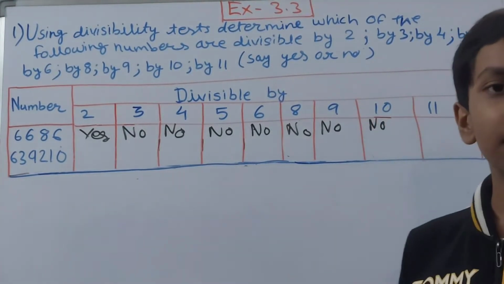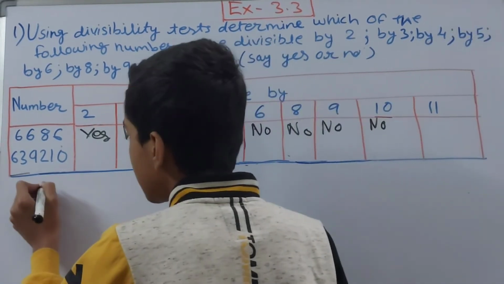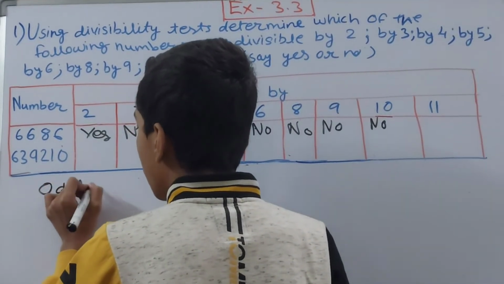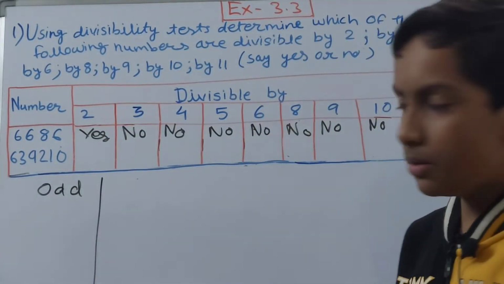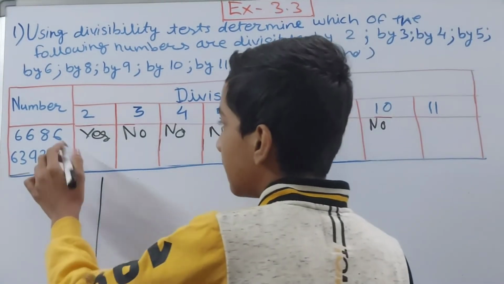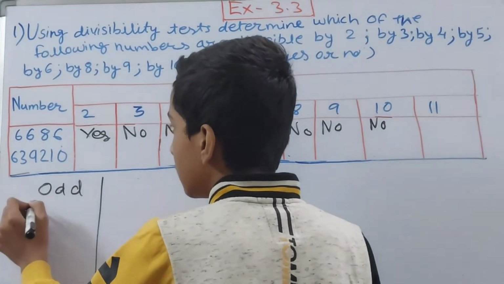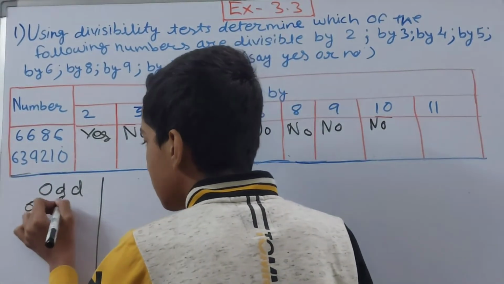Now we will see how we divide this by 11. For 11, first we will see the digits at the odd places. For odd places, you always start to count from the ones place. At the ones place we have 6, so you take 6 here. Then we again have 6 at the hundreds place, so we will take 6 again, right?